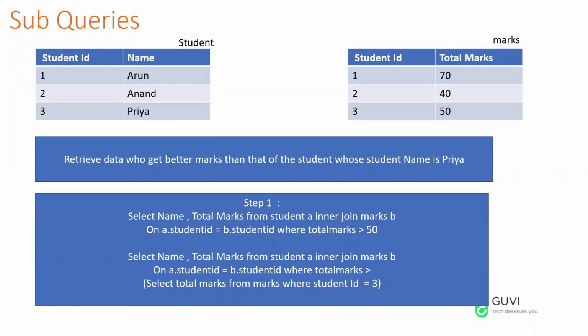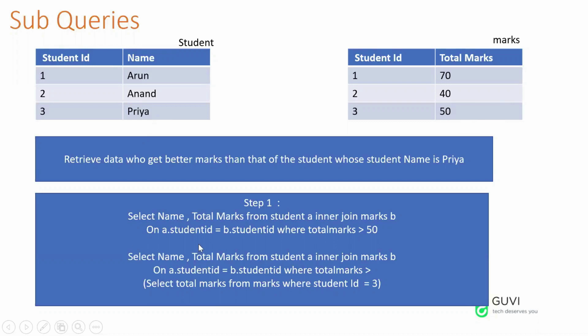For that, we have to join these two tables, student and marks, with the joining condition being student ID. We're going to do an inner join because all the three rows have total marks. So we do an inner join with student ID as the joining condition, and then we say where total marks is greater than 50. We know that Priya got 50.